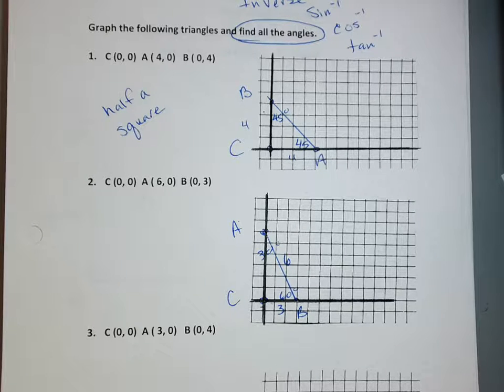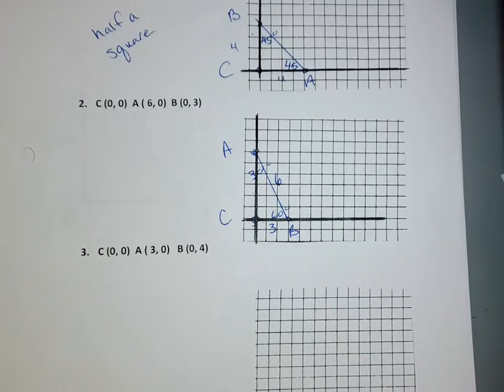On your test on Friday, you're going to have a couple of different triangles that will be special right triangles, okay? They're easy. You don't need trigonometry. You just need to use those two special triangles, okay? Now, C, the third one, is going to be a little different. Let's graph this one, okay?